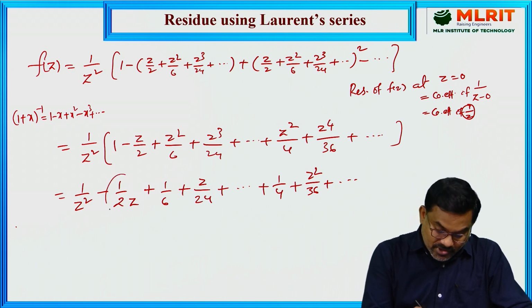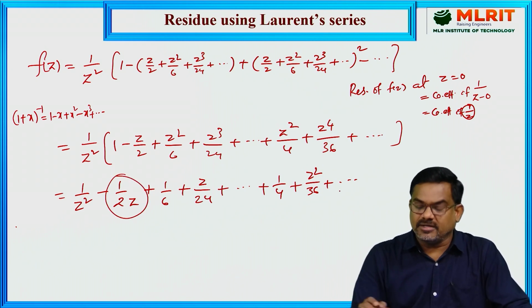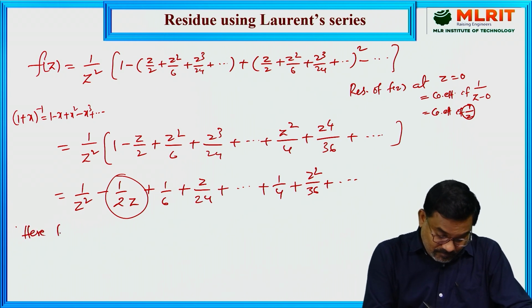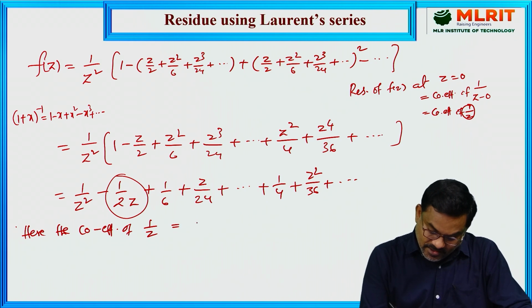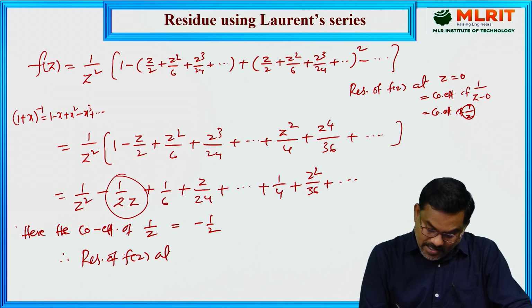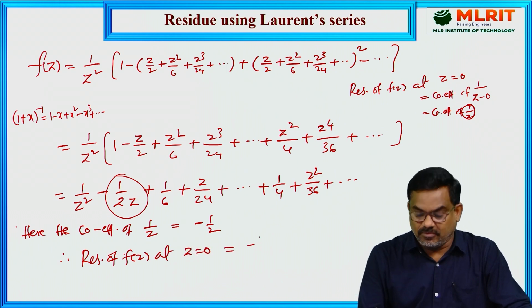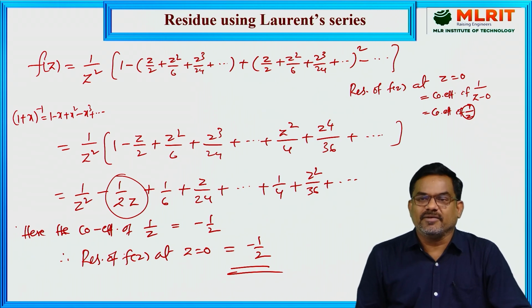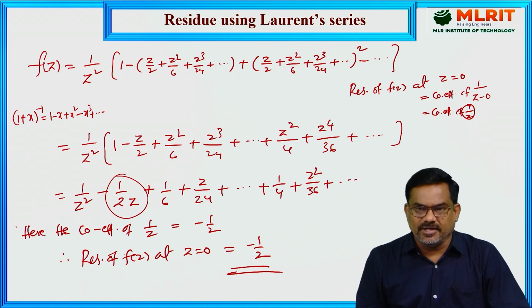So the coefficient of 1 by z is here. Nowhere else do you get a 1 by z term. So here the coefficient of 1 by z is equal to minus 1 by 2. Therefore, the residue of f of z at the pole z equal to 0 is equal to minus 1 by 2. So, by expanding the given function as a Laurent series and finding the coefficient of 1 by z minus a, we can find the residue at z equal to a.